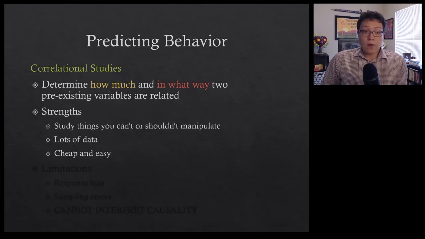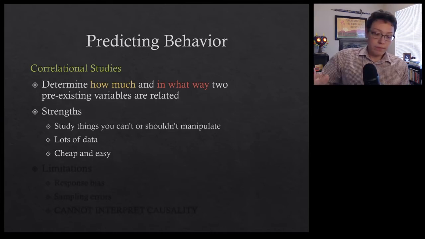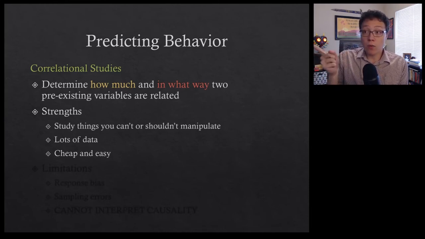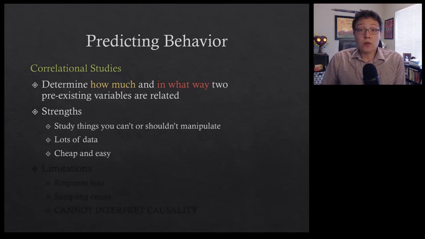So the strengths of this are that we can study things we can't or shouldn't manipulate. If I want to study height and gender, I cannot actually say, you're a boy, you're a girl, you're a boy, you're a girl, at birth, and then find out how tall they end up when they're, say, 25. I can't do that. That's something that's literally impossible. You also shouldn't make some people smoke and other people not smoke in order to test whether smoking causes lung cancer. So with this, what we can do, though, is take data that we already have.